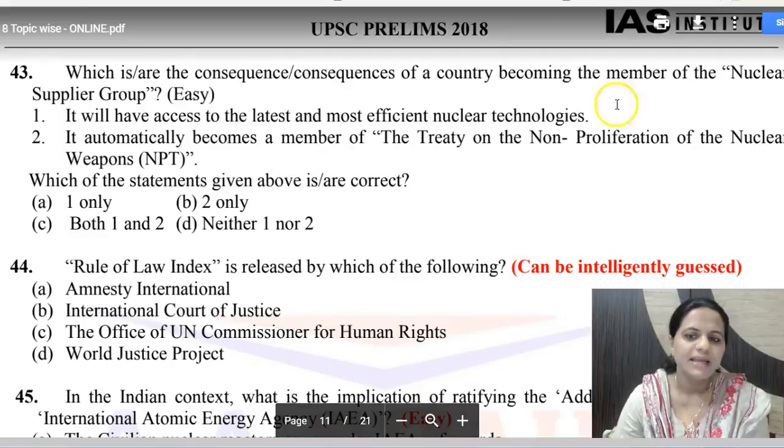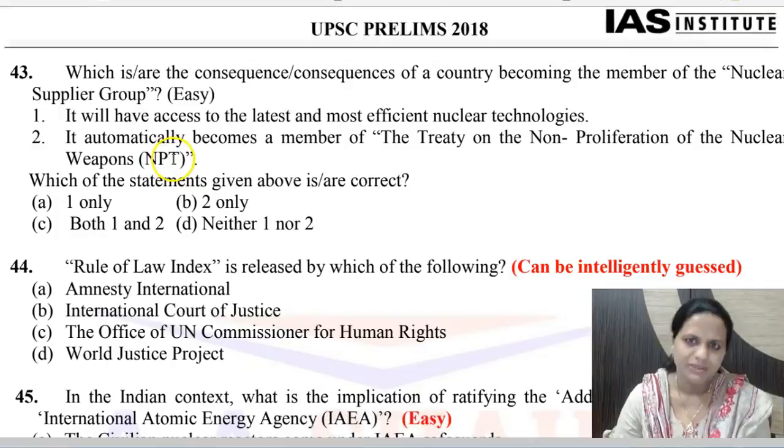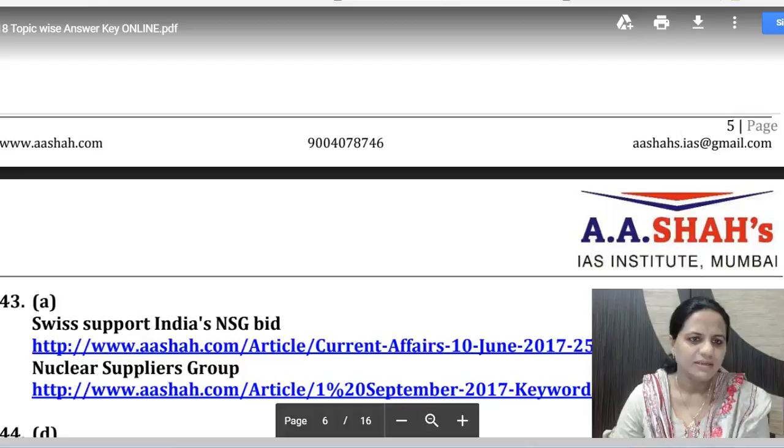So of course, India will not automatically become a member of NPT. We become a member of NSG, but NPT is not something which we want. We don't want to become a member of this treaty because it is discriminatory. It categorizes countries as nuclear weapon states and non-nuclear weapon states. And India, though we have nuclear weapons, it is putting us under non-nuclear weapon states. So we have our own concerns with NPT. So here again, you can see only one statement is correct. So 43, the answer would be A.